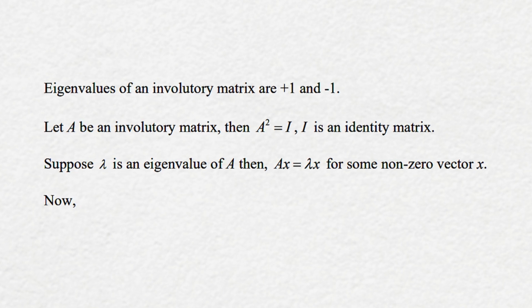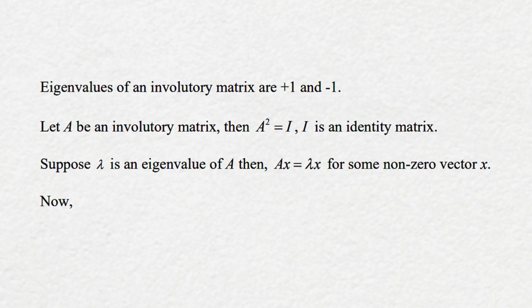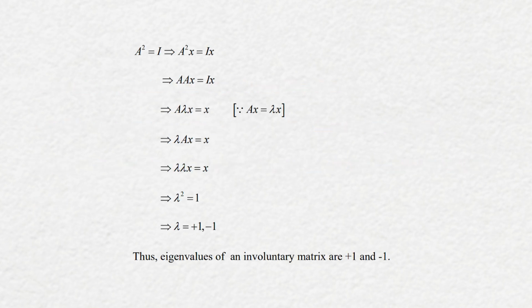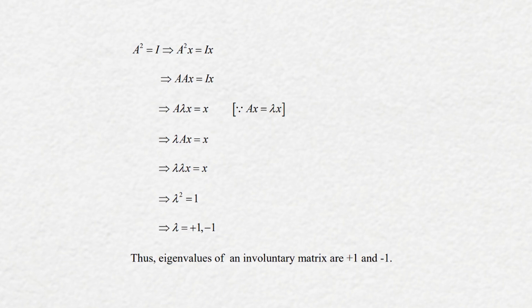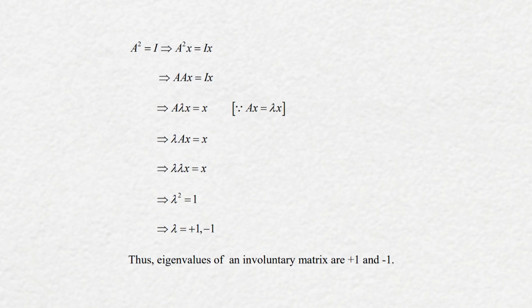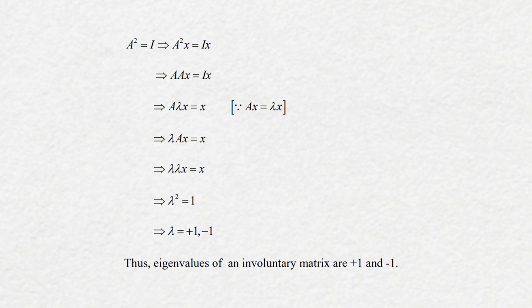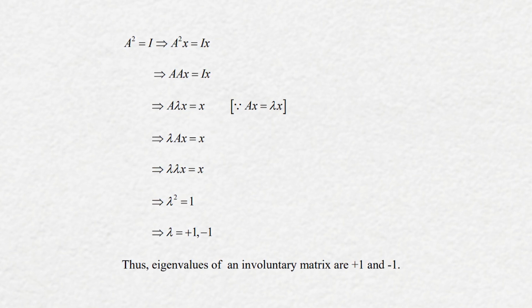Suppose lambda is an eigenvalue of A, then Ax equals lambda x, where x is a non-zero vector. According to our assumption, A is an involutory matrix, therefore A square equals I. Again we can post multiply by x, therefore A square x equals Ix. A square x can be written as A times Ax equals Ix. Instead of Ax we can supply lambda x, therefore A lambda x equals Ix equals x.